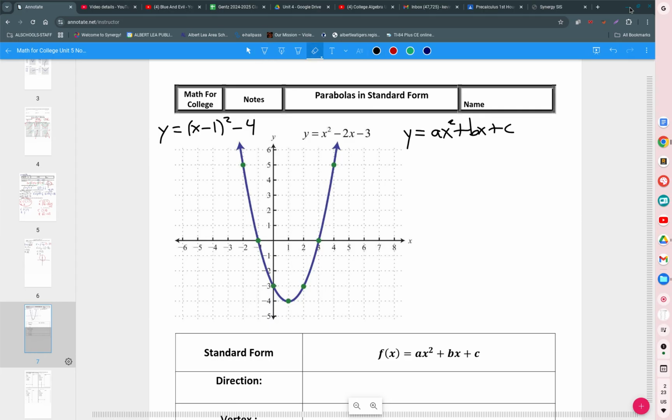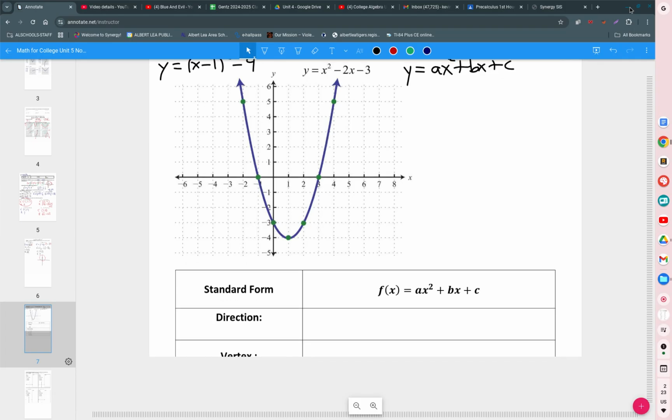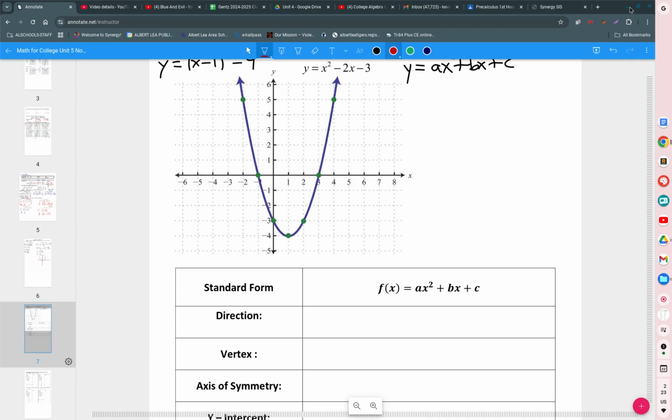And there's some important characteristics that go along with this. And the first one is the direction of the graph. If the number in front of the x squared is positive, then it goes up. If the number in front of the x squared is negative, then it goes down. Simple as that.